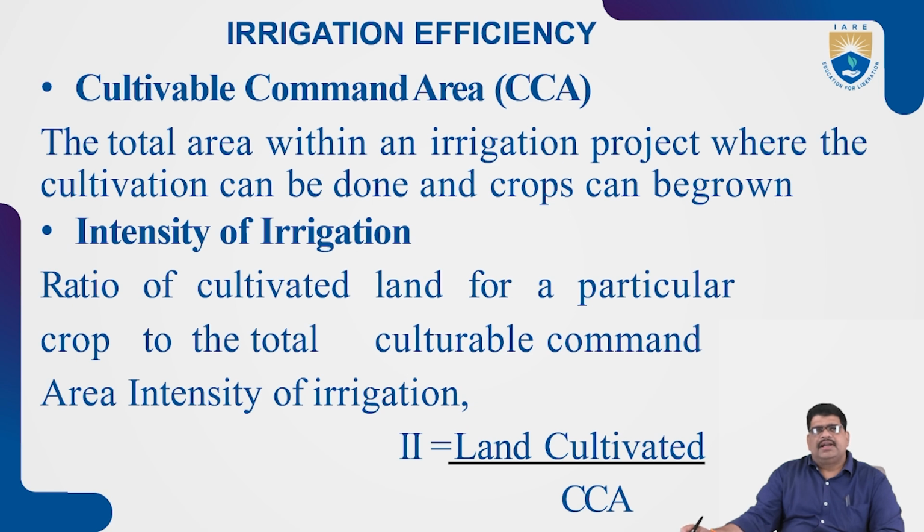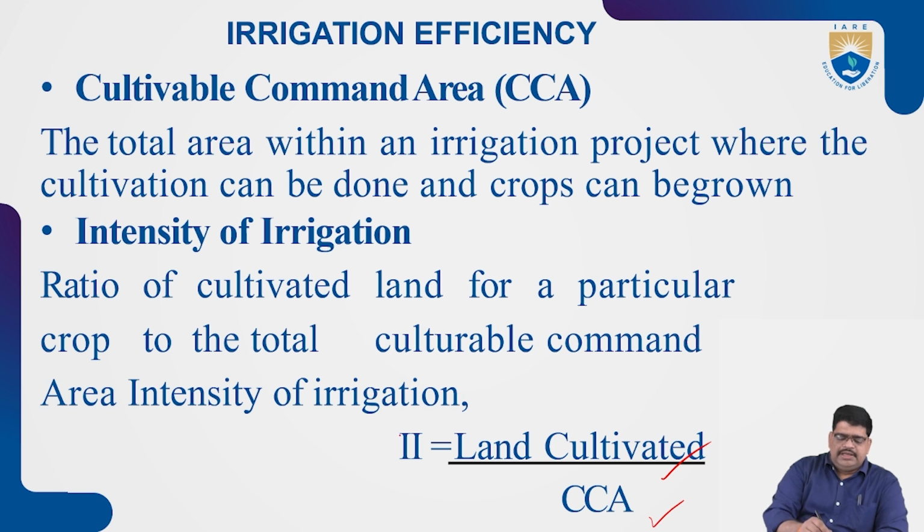Intensity of irrigation is nothing but the ratio of the land cultivated for the particular crop to the total culturable command area. So the intensity of irrigation is equal to the land cultivated divided by the culturable command area. We call it II. So II equals land cultivated divided by CCA, where CCA is the culturable command area.